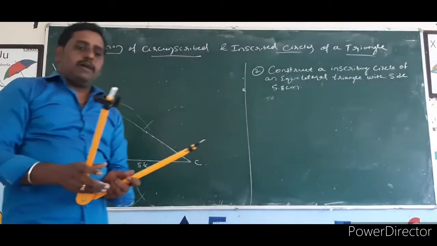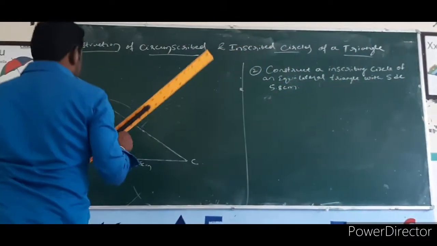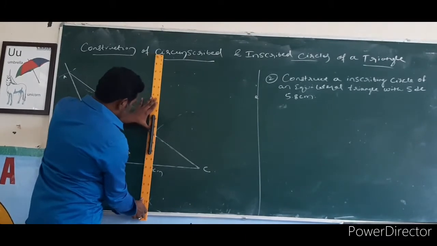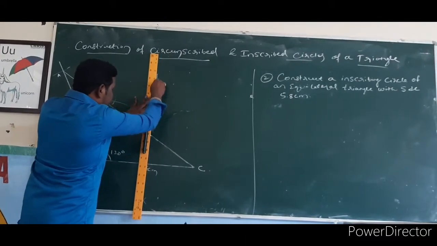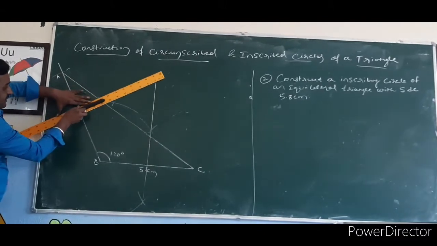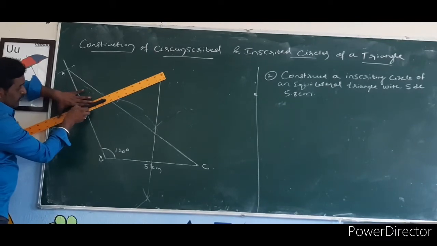Okay. Now I am constructing two perpendicular bisectors of the sides. Now I am joining the first perpendicular bisector and the second perpendicular bisector here. Look at this.